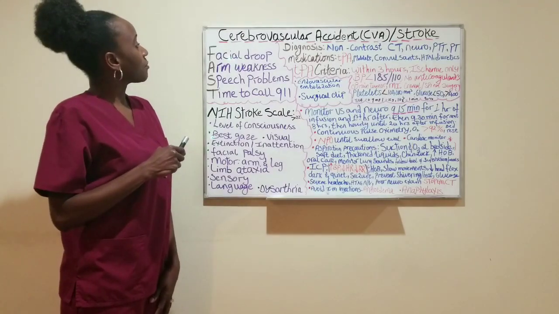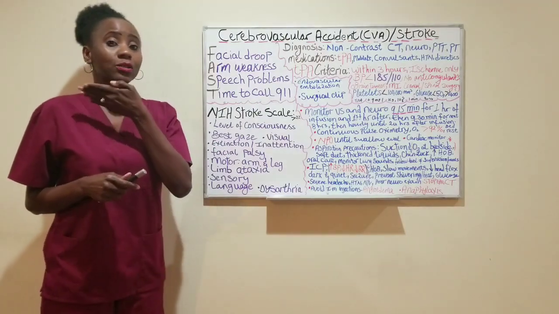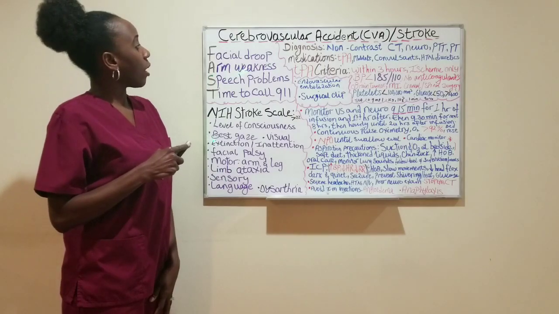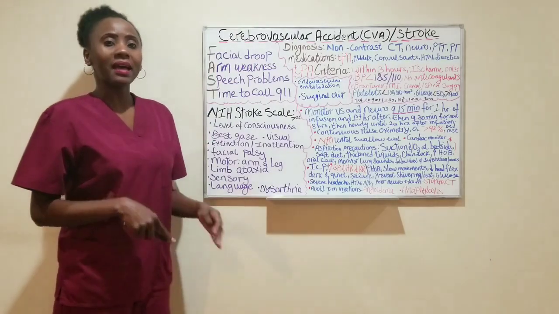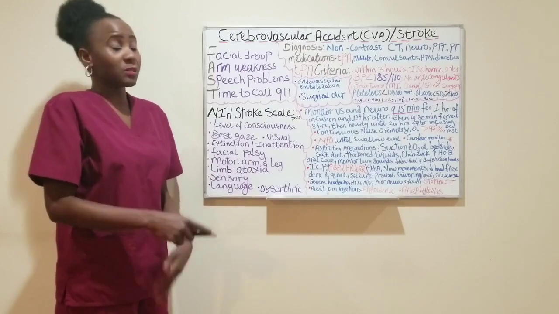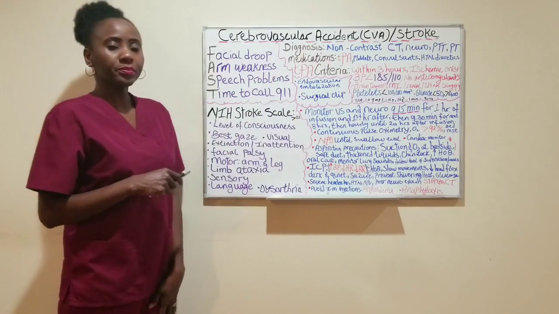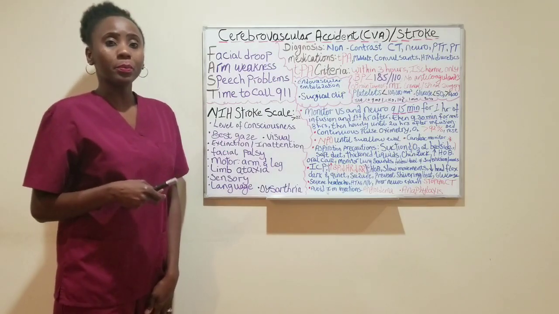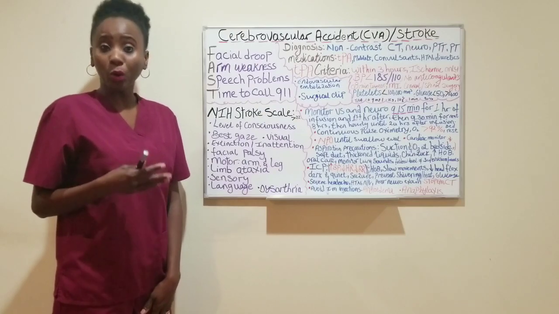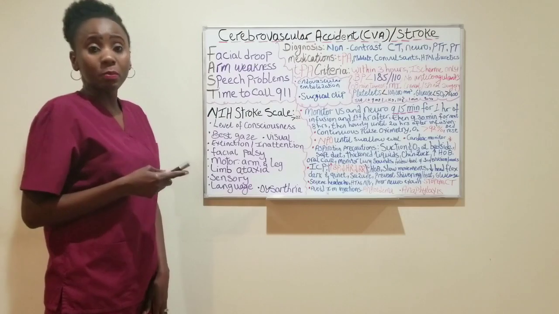So the F stands for facial droop. So if you notice a person's face start to droop on one side, you suspect a stroke. The A is for arm weakness. So you might notice that the arm becomes very limp or listless. Again, you suspect stroke. The S is for speech problems. And if you observe that the person's speech is slurred or they're using the inappropriate words to describe objects that they're familiar with, you will suspect a stroke.